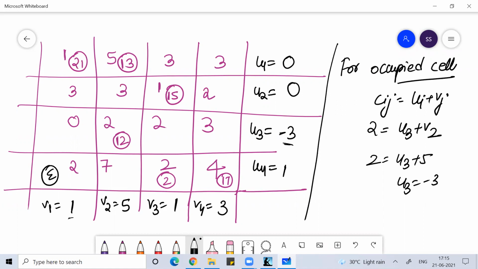So A11, correct. Then A12 is 5, then A23, you understood, 1 and 0. Then A32 is 5 minus 3, 2, correct. Then A41 is 1 plus 1, 2, correct. Then 3 plus 1, 4, correct. So you can see all the occupied cell allocation.